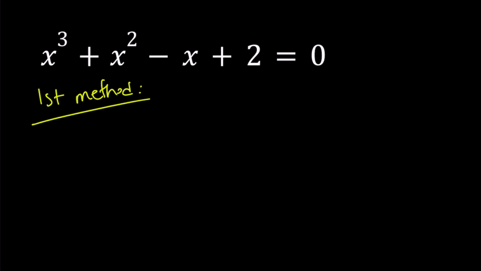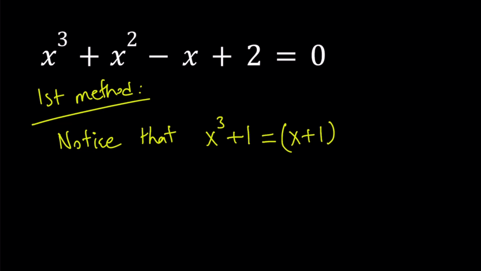Now my first method is using factoring by grouping. So I want you to notice that x cubed plus 1 can be factored. X cubed plus 1 is called sum of two cubes, and sum of two cubes can be factored. This can be factored into x plus 1 multiplied by x squared minus x plus 1.